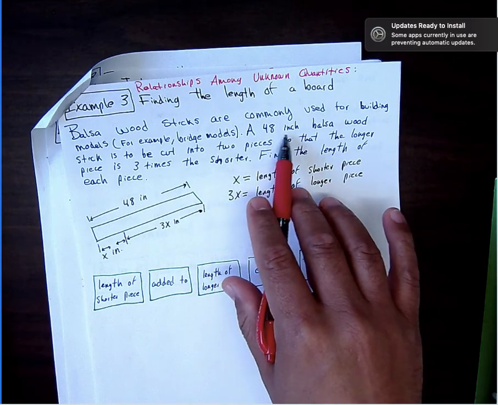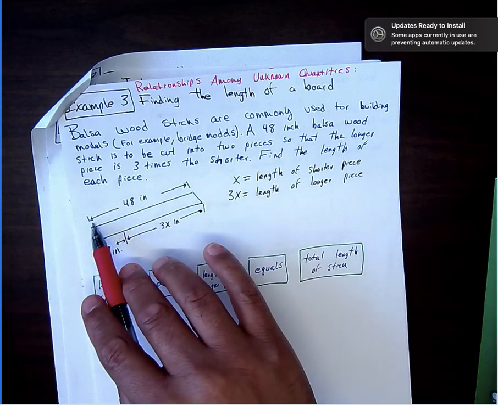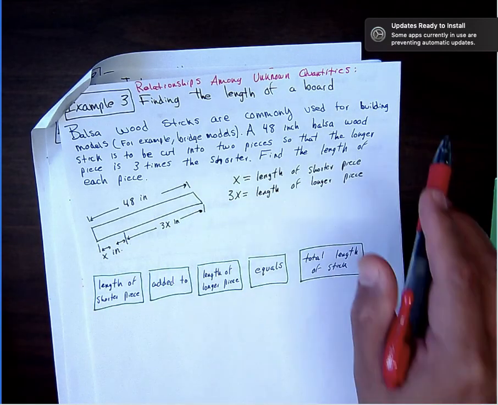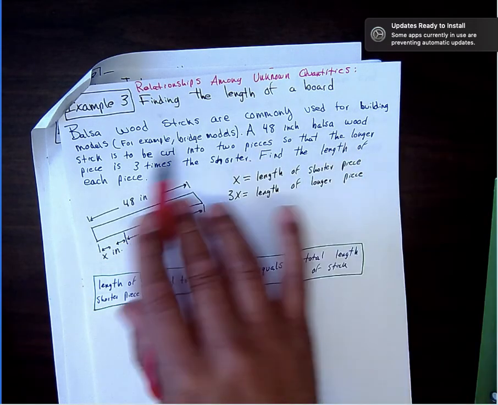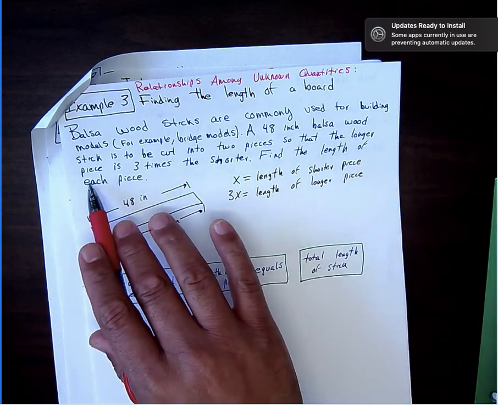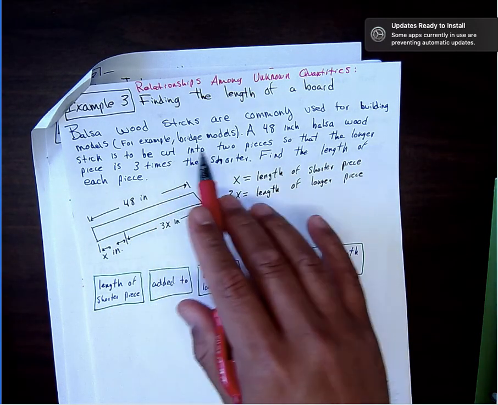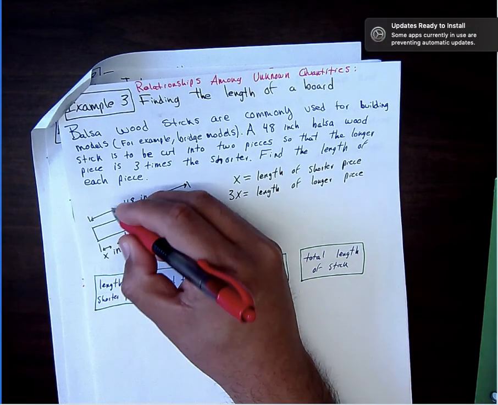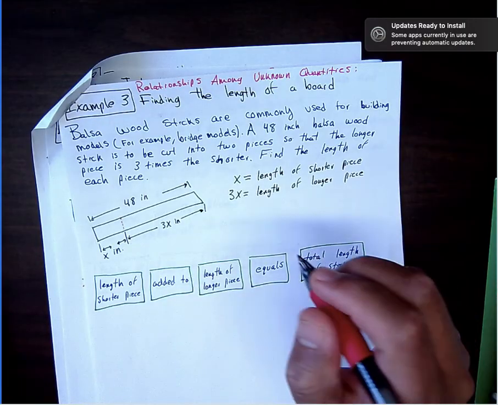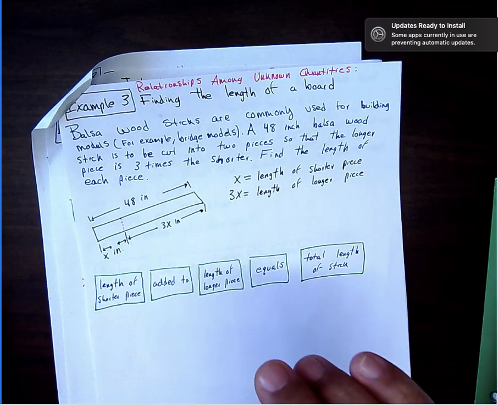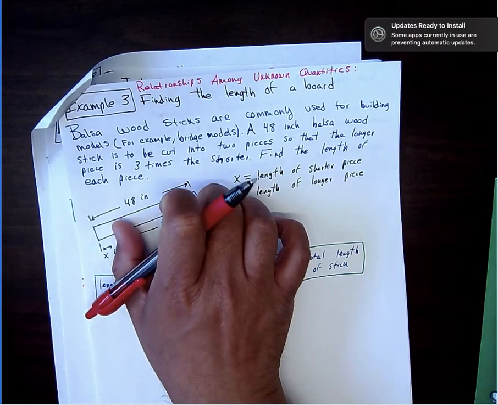A 48-inch balsa wood, so the whole thing is measured 48 inches, this piece of wood. Stick is to be cut into 2 pieces so that the longer piece is 3 times. So this thing is going to be cut into 2 pieces. We know the longer would be 3 times the shorter one. So these would be 3 times bigger than the shorter one.